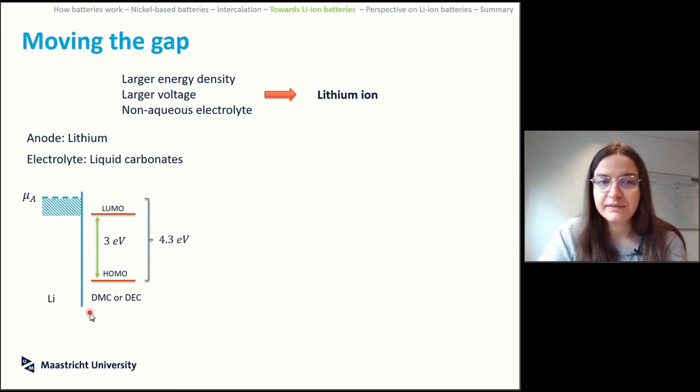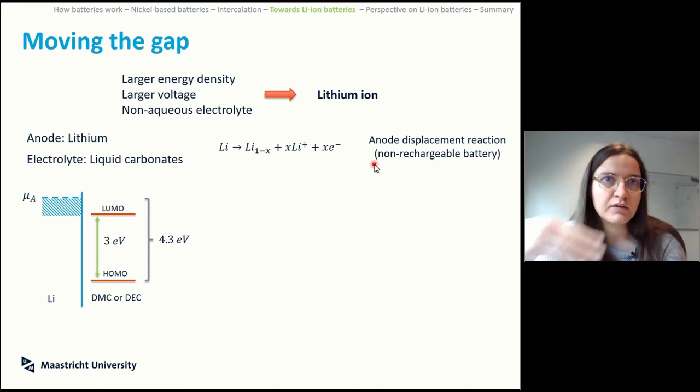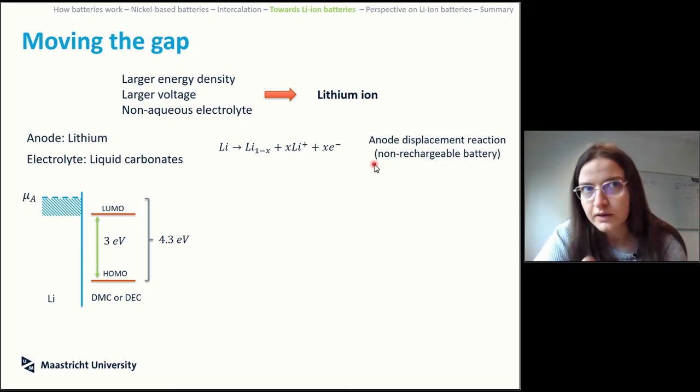Why are you using dimethyl and diethyl carbonates as your electrolytes? Because they are able to catch the lithium and carry it somewhere else. If this weren't able to dissolve lithium, then when you do the reaction and you create lithium plus, it's impossible to bring it out and you cannot do electrochemistry. So this thing was first tested as an anode displacement reaction. So this is non-rechargeable. You just spit lithium ions out in solution of the electrolyte until you completely consume your lithium plate of metal, and that's it.